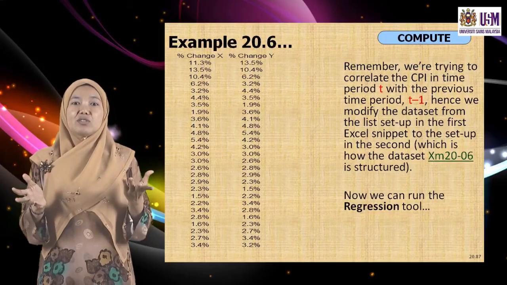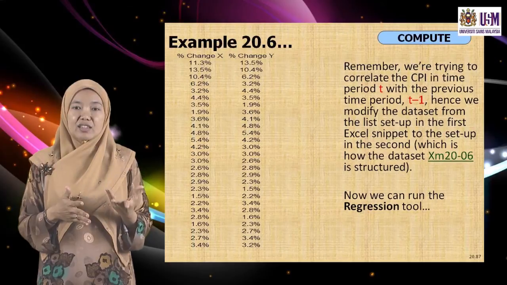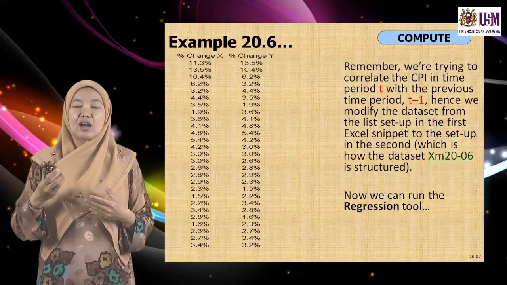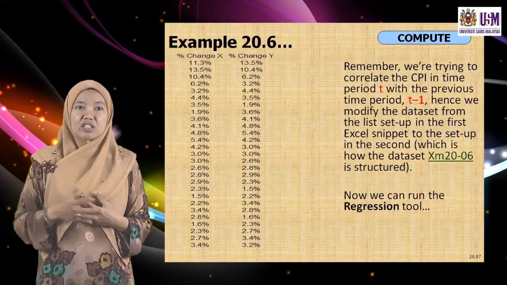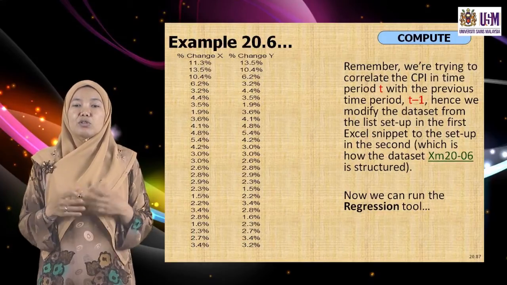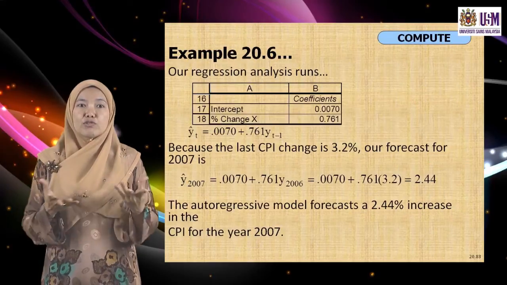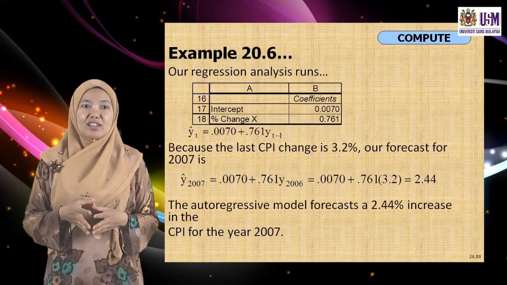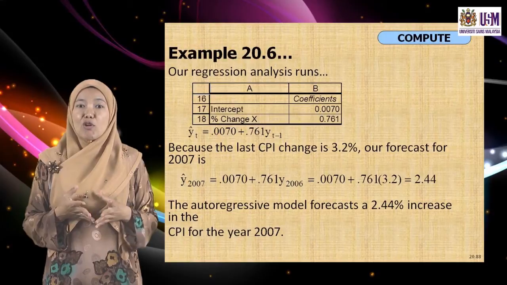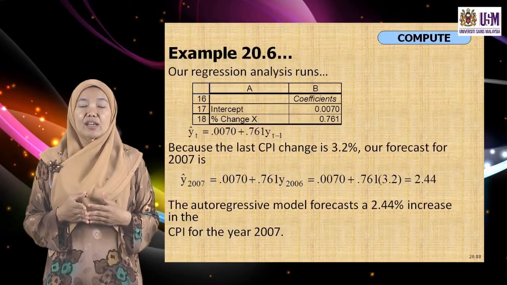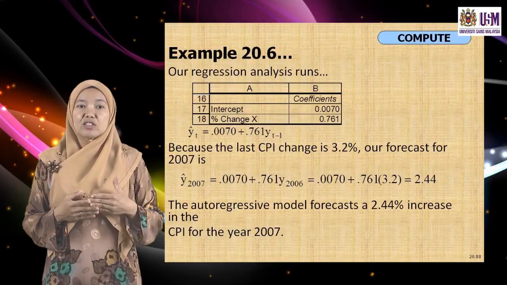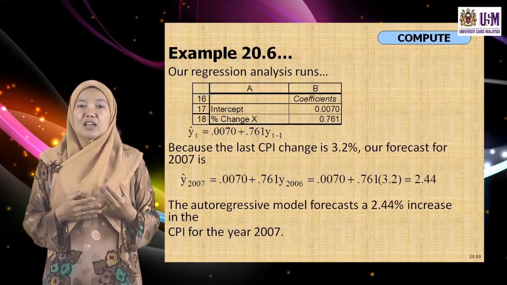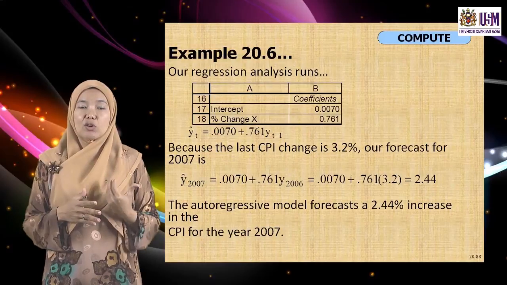Hence, you need to modify your data set from the list that you pull up from your Excel file. After you have done this setup, percentage change in X to percentage change in Y, now you can run your regression tools. So for example 20.6, for your CPI, consumer price index, you run your regression analysis, and you get your intercept coefficient of 0.0070, and for your percentage change in X, which is your previous period for the CPI, you get 0.761, so that is your b1 or beta 1.